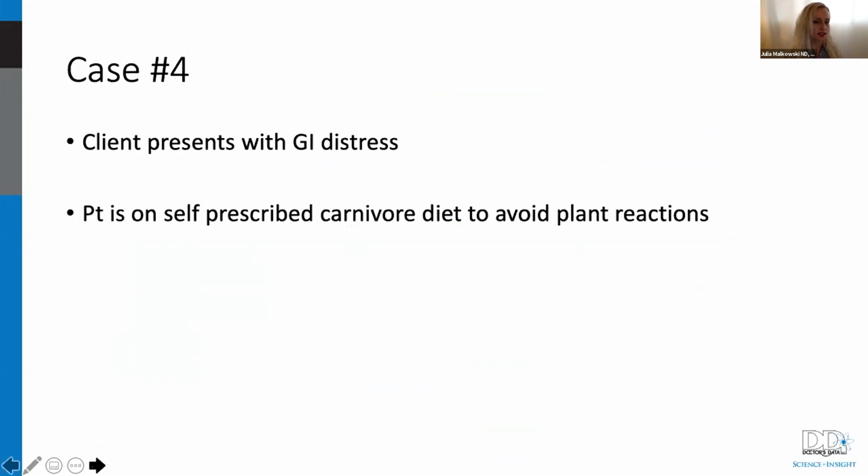Next case here, this is our last case. This is an interesting case as well. So this patient presented with GI distress, and this patient is on the ever popular carnivore diet. So we see this diet, it's increasing in popularity now, and let's take a look to see what the carnivore diet has done to one.